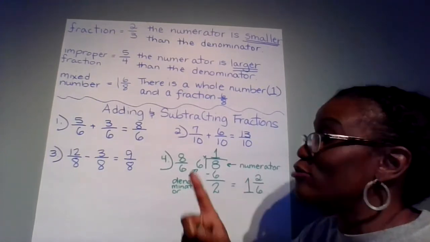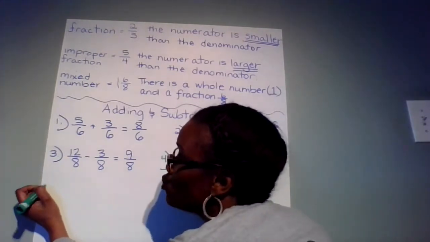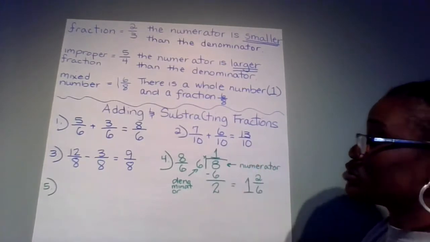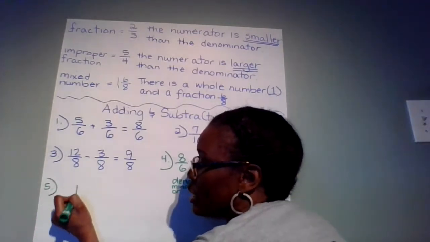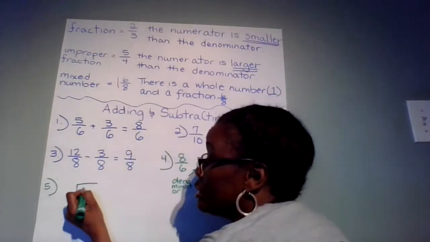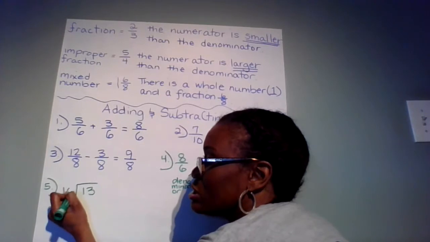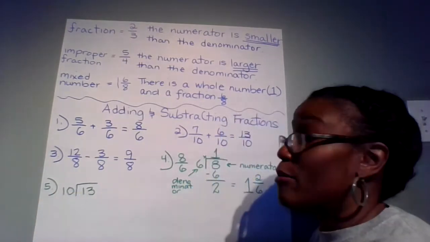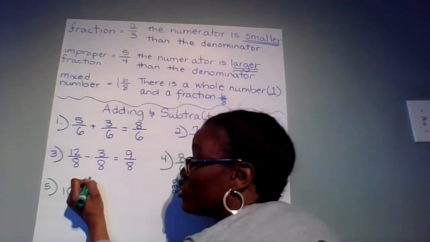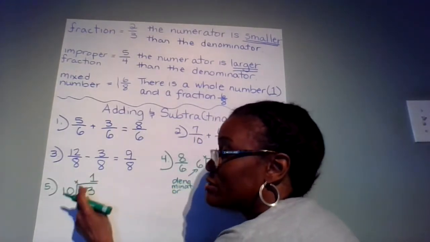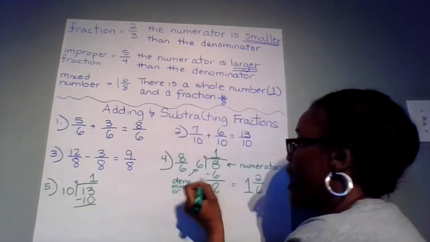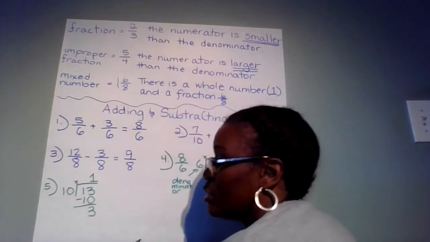But it's okay. I'll do one more. So let's do number 5. And I'm going to use 13 tenths. So again, make my house. 13 goes on the inside. 10 goes outside the door. I'm going to ask myself, how many times can 10 go into 13 without going over? It's 1 time. 10 times 1 is 10. I subtract, and I'm left with 3.